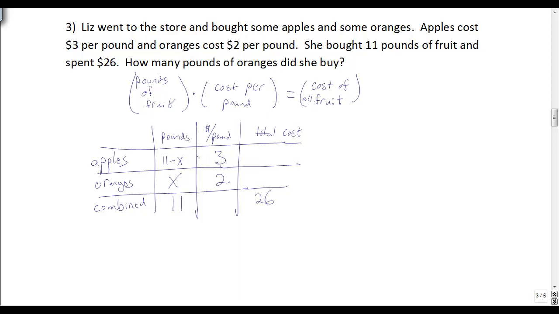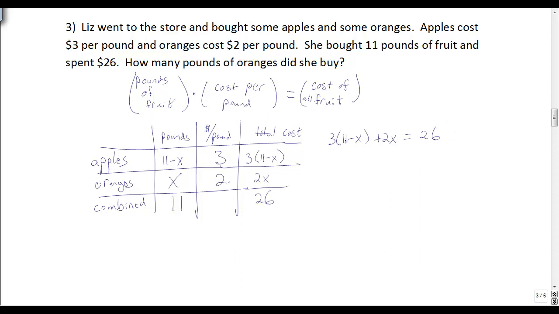Now the total cost then for the apples would be $3 times the number of pounds, 11 minus x. For the oranges, it's $2 per the x pounds. And then you're going to add this total cost column together. You get 3 times 11 minus x plus 2x, so however much you spent on apples, plus however much you spent on oranges, that should combine out to 26. Now we just need to solve this equation.